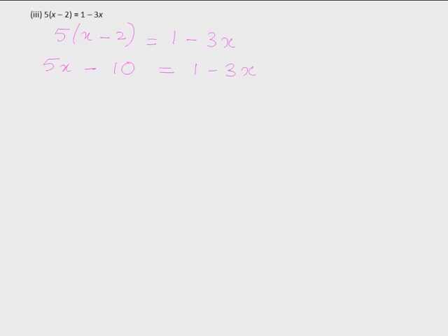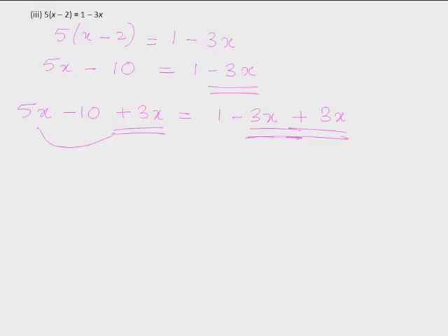So what I'll do is I'll bring the minus 3x to the other side. How do I do that? I need to add 3x to both sides. So 5x minus 10 plus 3x will equal 1 minus 3x plus 3x. Since I've added the same quantity, in this case plus 3x, to both sides, the equation still holds. Why did I add plus 3x? So that it nullifies the minus 3x. And here I can group the like terms 5x and 3x to get 8x minus 10 is equal to 1. The minus 3x and plus 3x nullified each other.